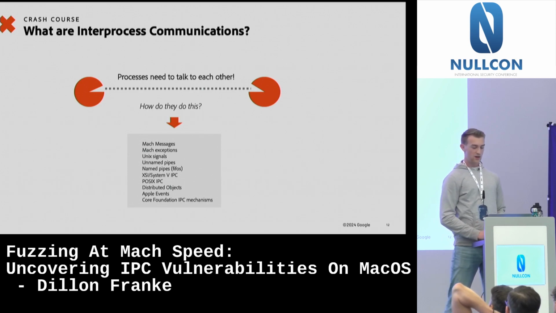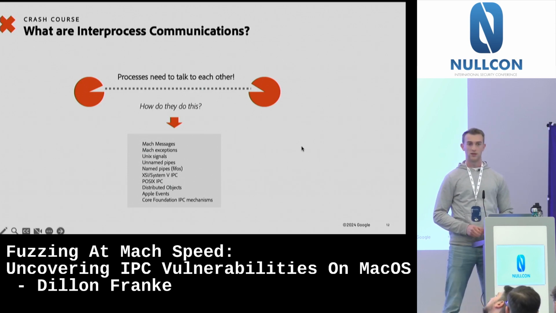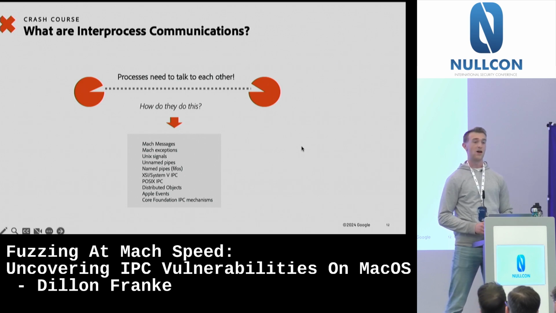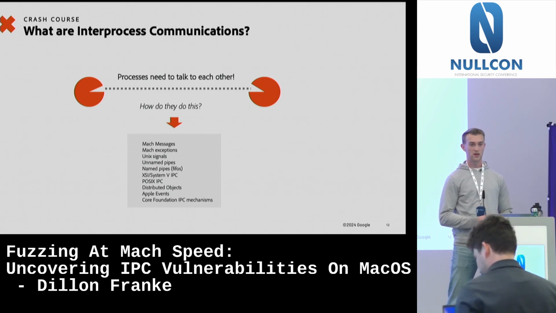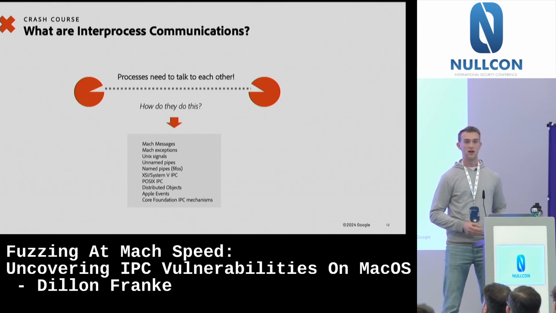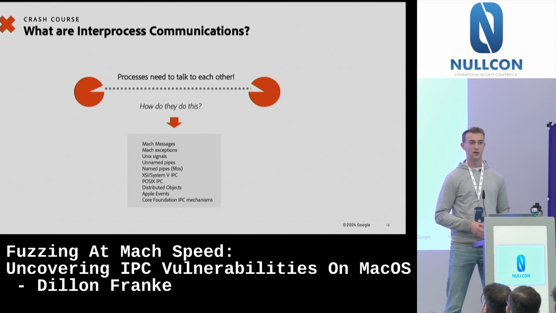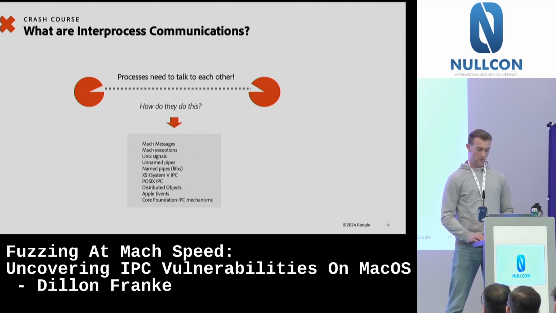So let's define a little bit about inter-process communications on macOS. It turns out processes need to talk to each other on operating systems for a lot of different reasons. Sometimes this is signaling that a network event has occurred, that there's data ready to write, that a thread has completed. There's lots of different reasons that processes need to talk to each other. And there's a lot of ways that they do this. So I've listed a few here.